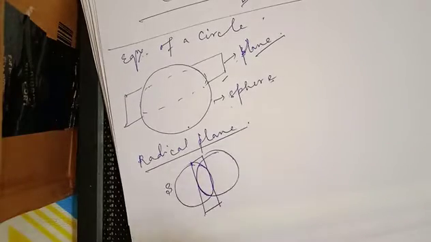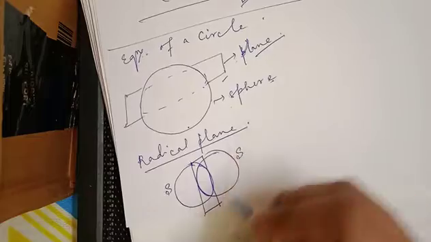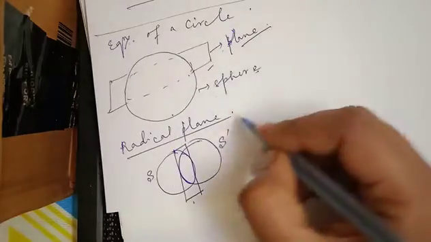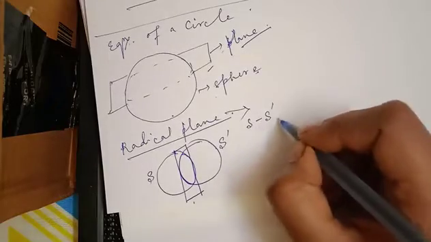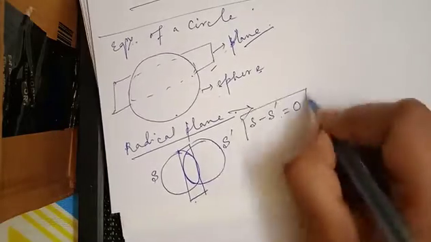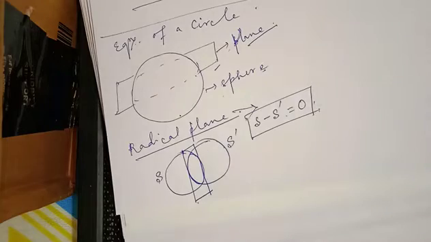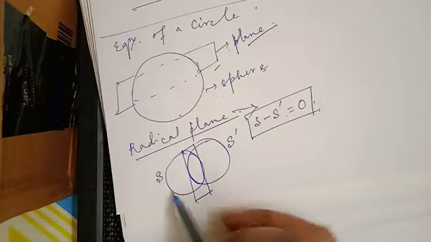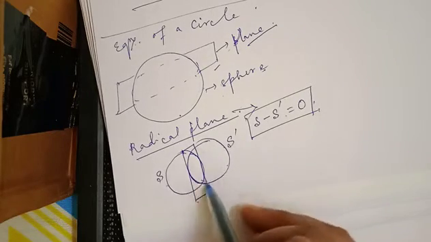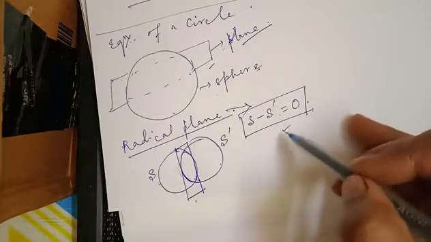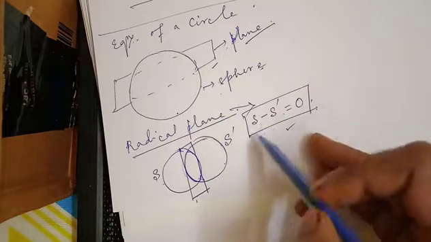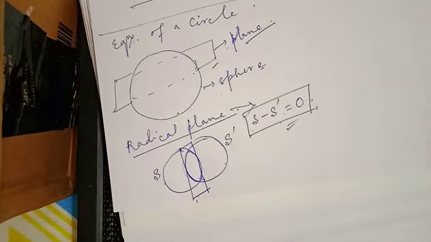Suppose this is the first sphere S and this is the second sphere S dashed. Then we get the equation of the radical plane by simply subtracting these two equations, S minus S dashed equals 0. So this will be the equation of the radical plane. Radical plane means when two spheres cut each other, they form a circle, and the plane on which that circle lies is the radical plane. So we get its equation just by subtracting these two equations.